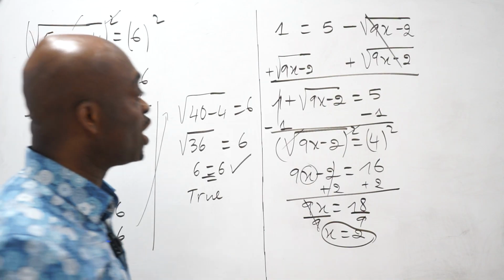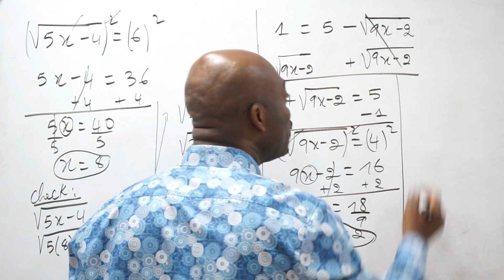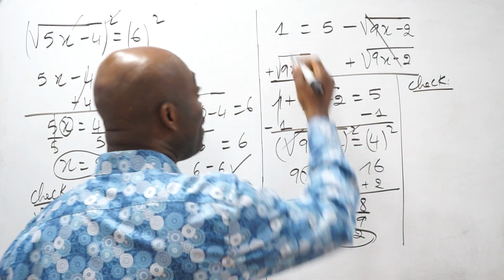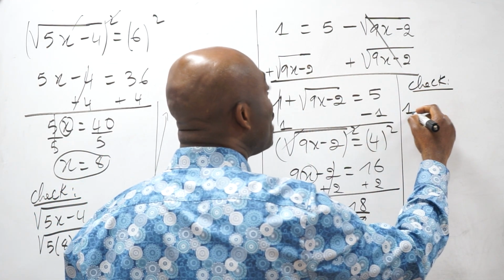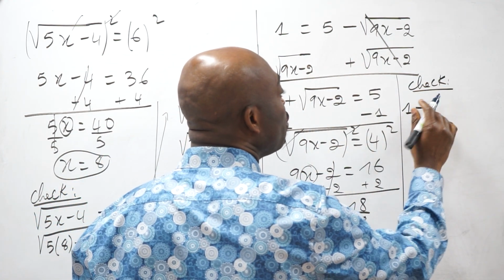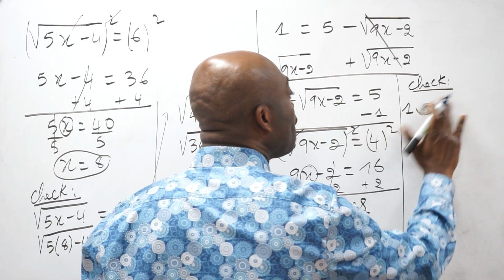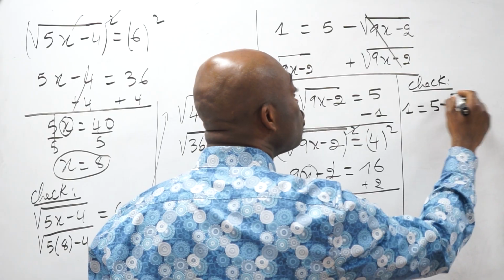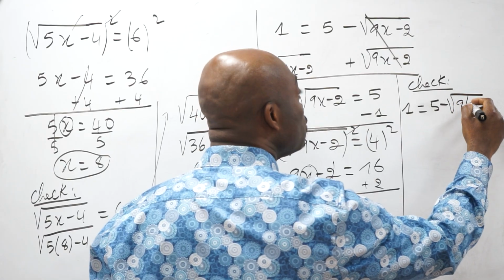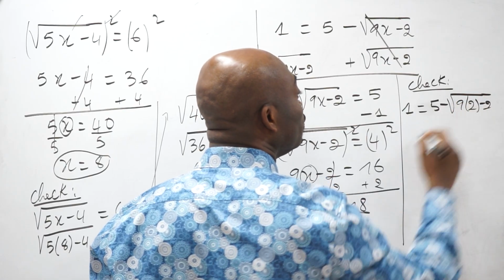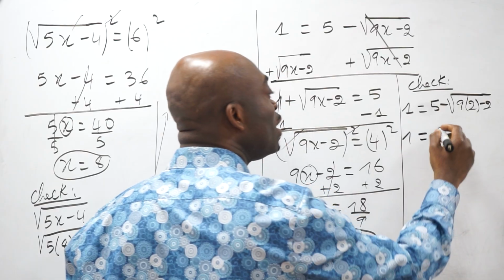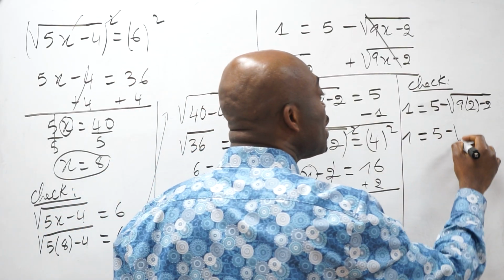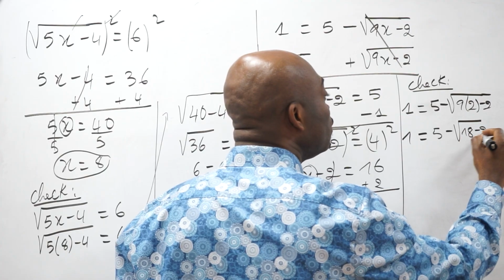All right? And then we can check this as well, right? So if we check it very quickly, that means we go inside the original. So we have 1 equals 5 minus square root of what? 9 times 2 minus 2. All right, so that will give us 1 equals what? 5 minus, what is 9 times 2? 18. So that gives us 18 minus 2.